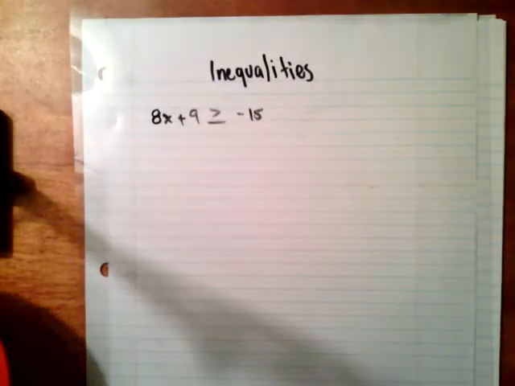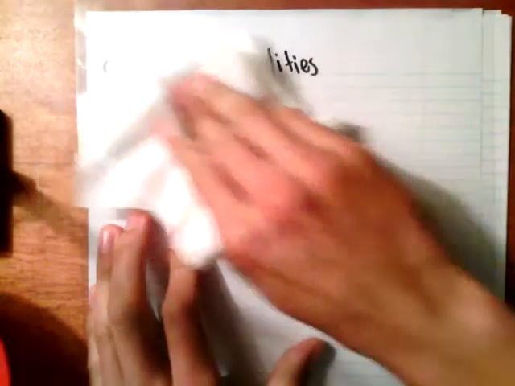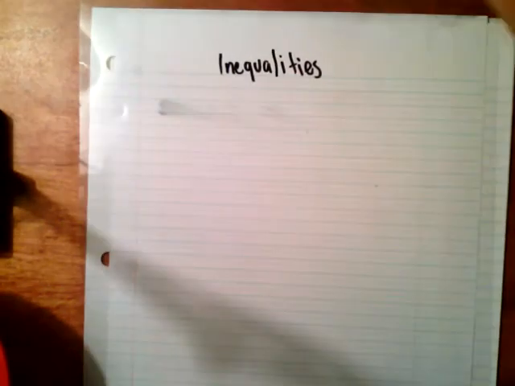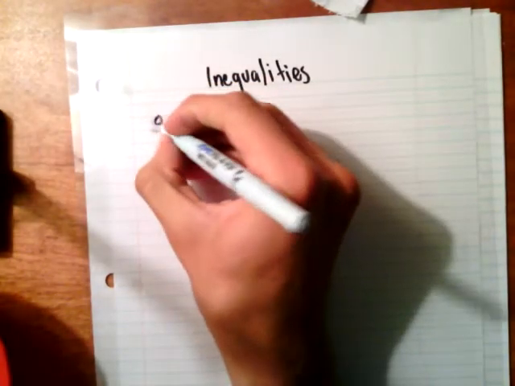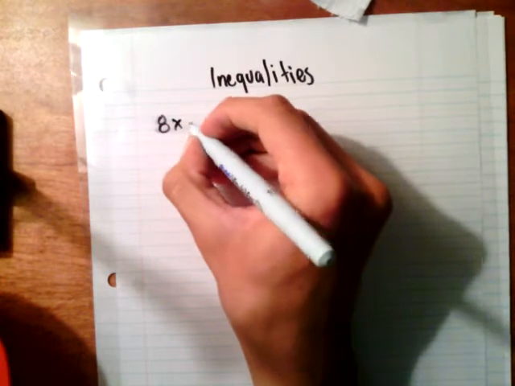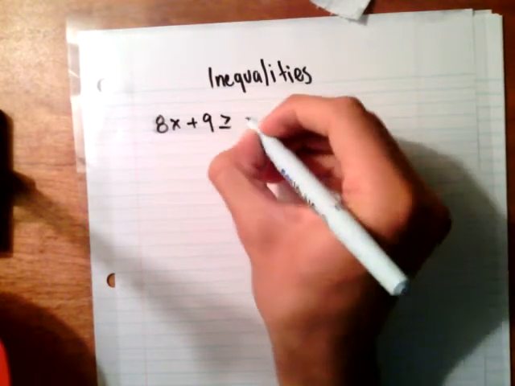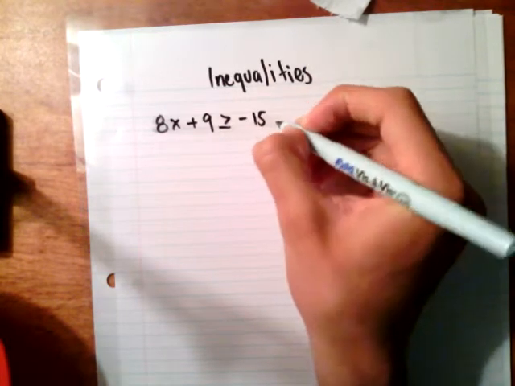Ooh, doesn't seem like you can see that pretty well. I don't think I tried this enough. So let me try it again. 8x plus 9 is greater than or equal to negative 15.